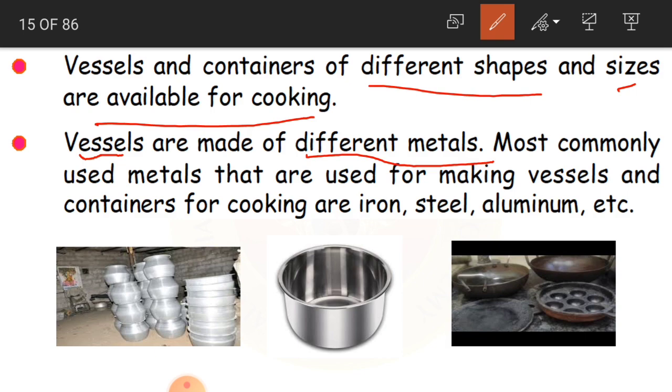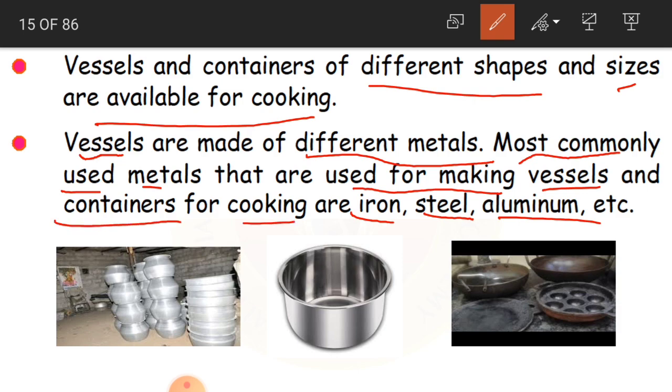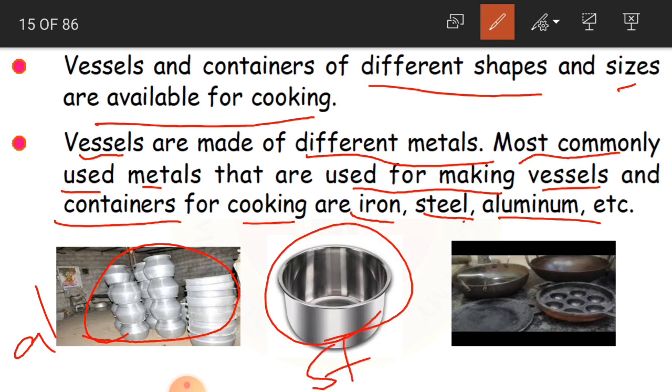But for cooking, we are going to use some common metals, as it is there here: iron, steel and aluminium. For cooking, mostly we use these metals. These are the most commonly used metals for making vessels and containers for cooking. For cooking, what are they? They are iron, steel and aluminium.